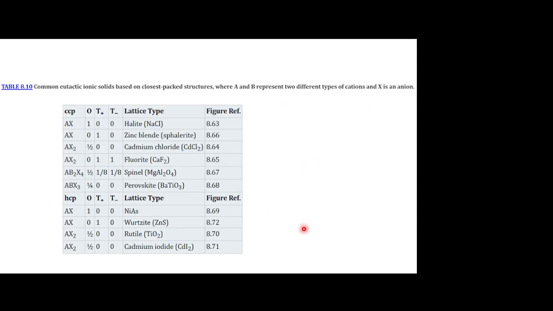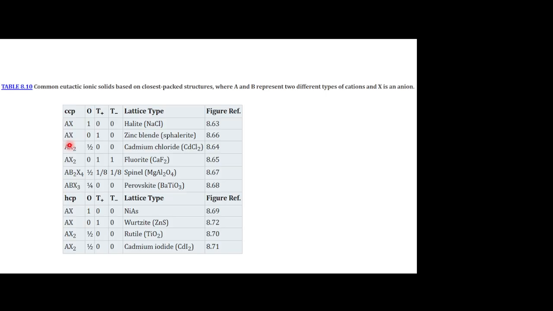Okay, so these are going to be some common eutactic ionic solids. These are going to be based on your close packed structures. The A and B here are going to represent your two different types of cations, and X is then going to be your anion. And so what you would do here is you'd look at your formula and see what your formula looks like. So for example, if it's just A and then your anion, that would be like your NaCl, like your halide, right? That we looked at just a bit ago.